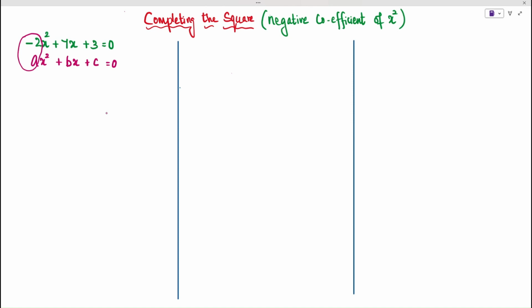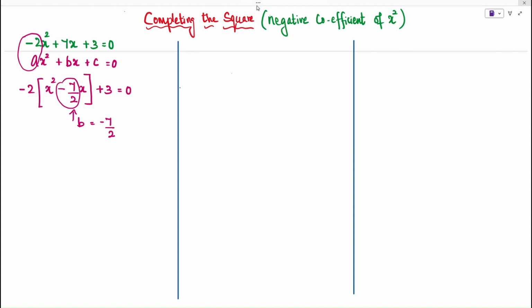And so what we can do is we can factorize minus 2 out of the first two values in our equation. So after our factorization, we get minus 2 and in square brackets x squared minus 7 over 2 x, we close our brackets, plus 3 is equal to 0. And so we take our coefficient of x now and we equate that to our variable b. And so we have b is equal to minus 7 over 2.